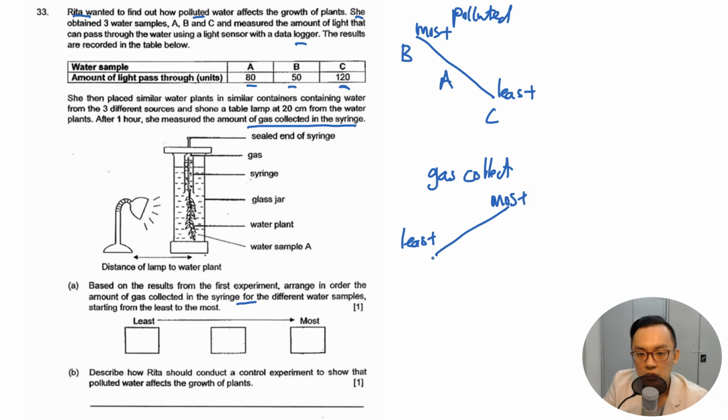Okay, so this line is actually important because it gives you a clear understanding. You're starting from the least and you're climbing up to the most. So therefore, most polluted should be the least gas collected. The least polluted should be the most gas collected. So it's B, A, C over here. So least to the most, B, A, C. That's right, B, A, C.